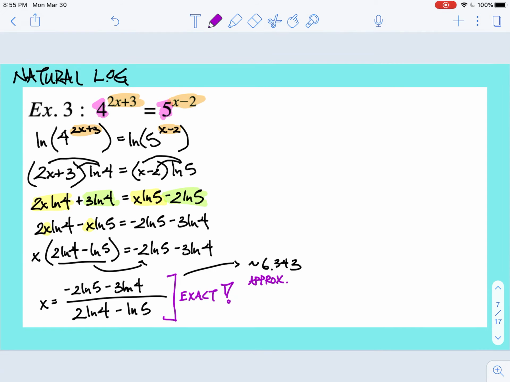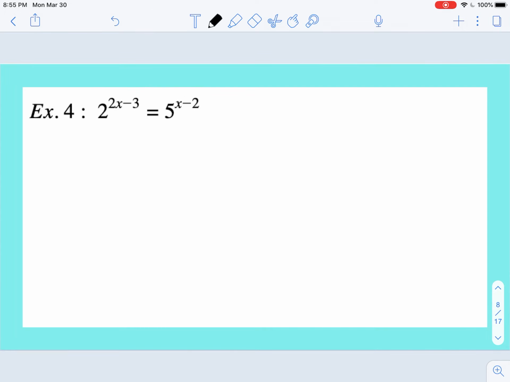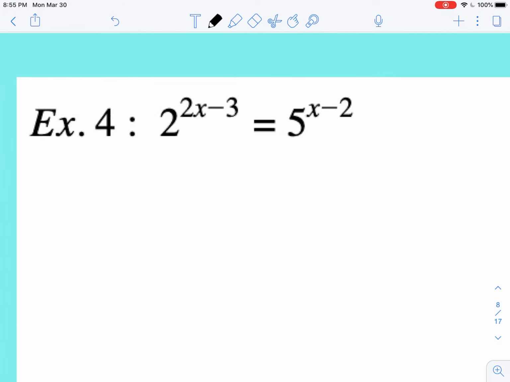So again, this was a question where we had two different bases on two different sides, and we were able to natural log both sides. But we could have done the same thing with the common log, or whenever that base is 10, and that's what I'm going to show you in the next example. So over here, I'm going to write that I'm going to be using the common log for this one.